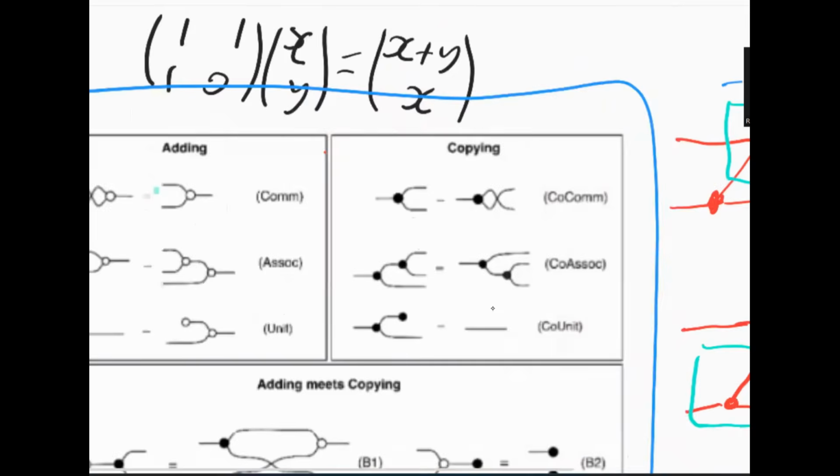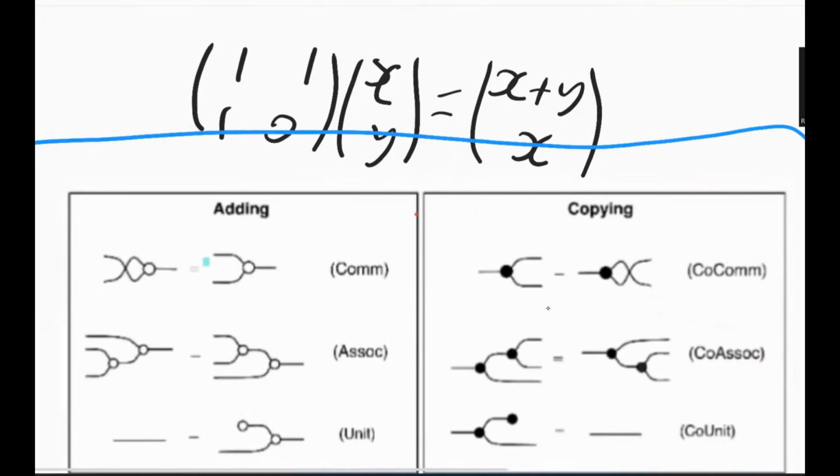Okay, what about these other laws? How are these justified? This one here is saying that if we have x and y, then here we're going to have y and x. Here we're going to get y plus x. But it's saying that that's the same thing as x plus y. So that's the commutativity of addition.